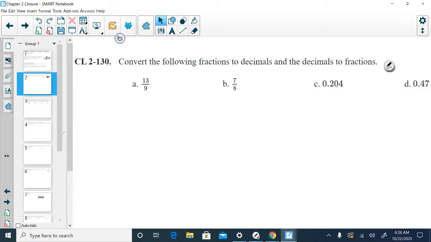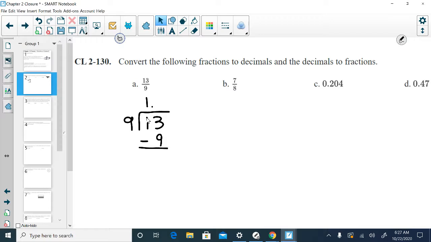All right, so let's think about how we do 13 divided by 9. We can do long division here. We're starting with 13, 9 is going on the outside. And then we're saying, how many times does 9 go into 13? Well, it goes in there once. 1 times 9 is 9. So we do 13 minus 9 gives us 4. And now we need to bring a 0 down here.